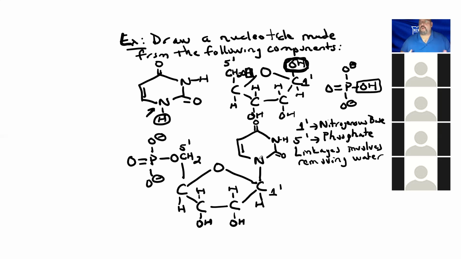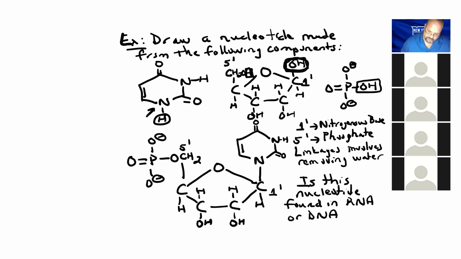Now, one of the other questions that's usually asked is, is this nucleotide found in RNA or DNA? Now, there's a couple ways to answer this question. One way would be if you recognize which nitrogenous base we're using here. I'm not telling you which one it is. And again, you don't have to memorize the nitrogenous bases, so you might not know exactly which one it is. So then the question becomes, how do you identify it?